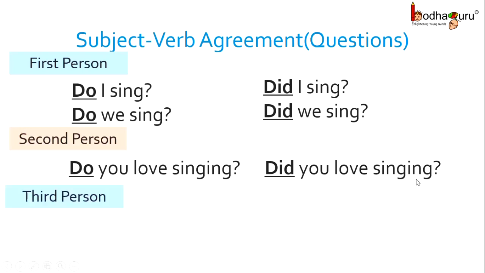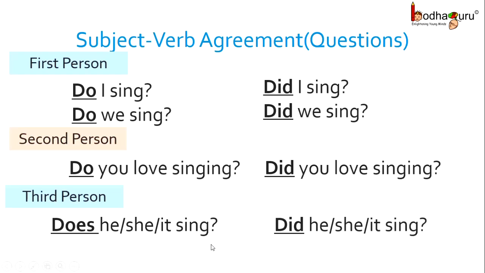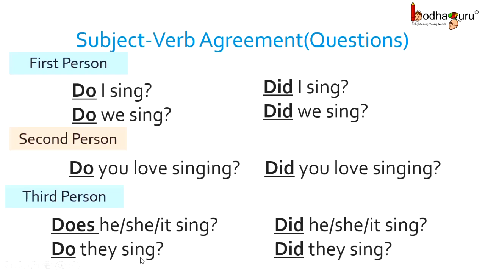Coming to third person. Does he sing? Does she sing? Does it sing? And in past tense we have did he sing? Did she sing? Did it sing? Now coming to plural form in third person. Do they sing? Did they sing?